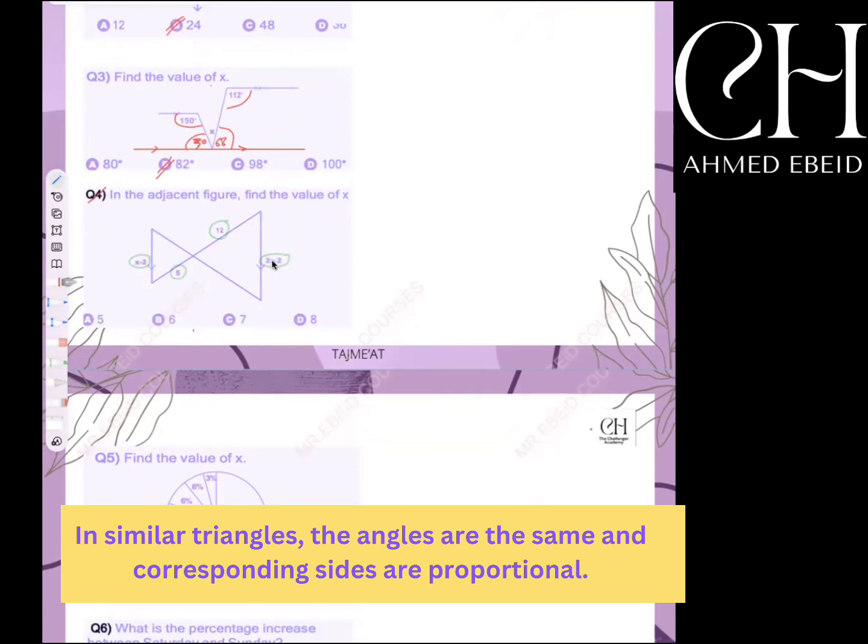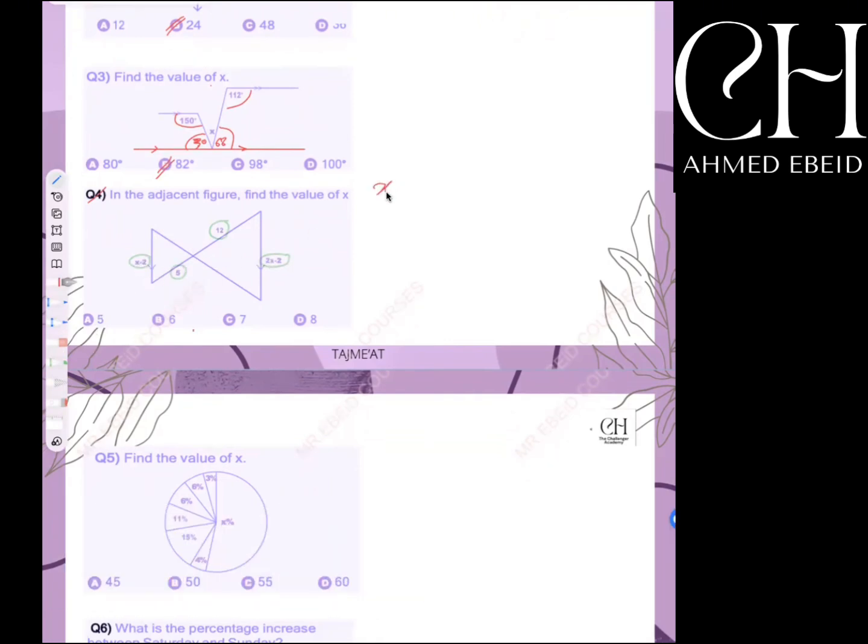So x minus 2 over 2x minus 2 equals 5 over 12. Now we can use cross multiplication. So just multiply 12 times x minus 2. So it's 12x minus 24. This equals 2x minus 2 times 5. 2x times 5, it will be 10x. Negative 2 times 5, it will be negative 10.